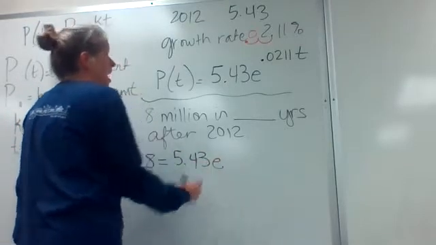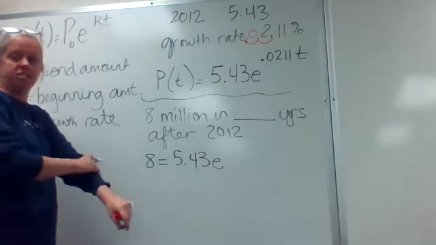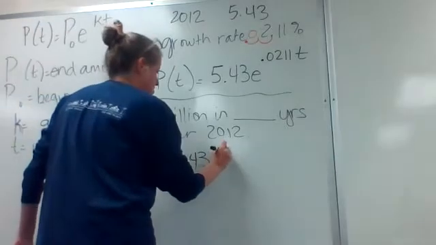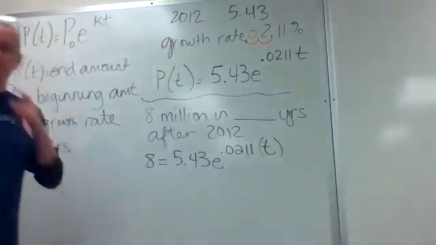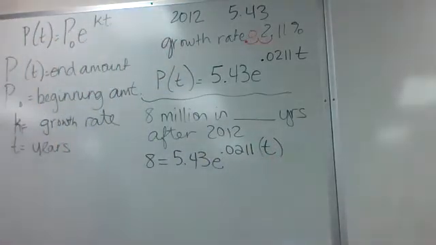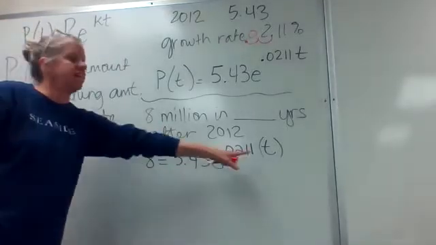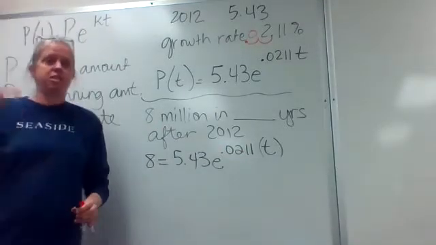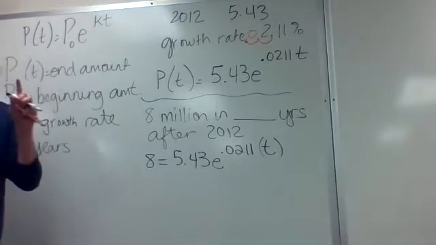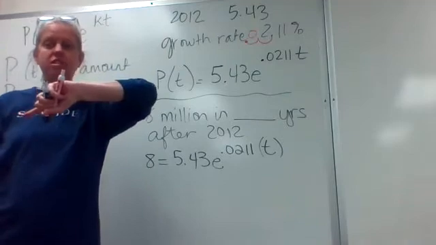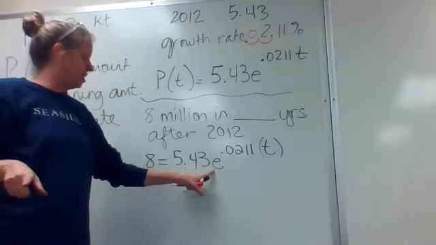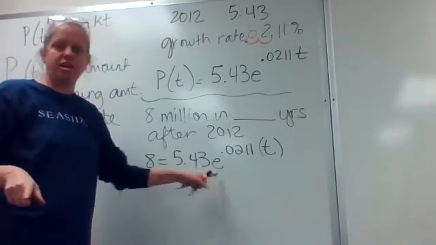e, I do know the K, right? The K is the growth rate, so 0.0211. The T is what I'm looking for. The number of years after 2012. So let's see. What I'm solving for is in the exponent. So at some point, I am going to have to ln both sides, right? That's what brings exponents down in front. But before I do that, let's get rid of the 5.43.